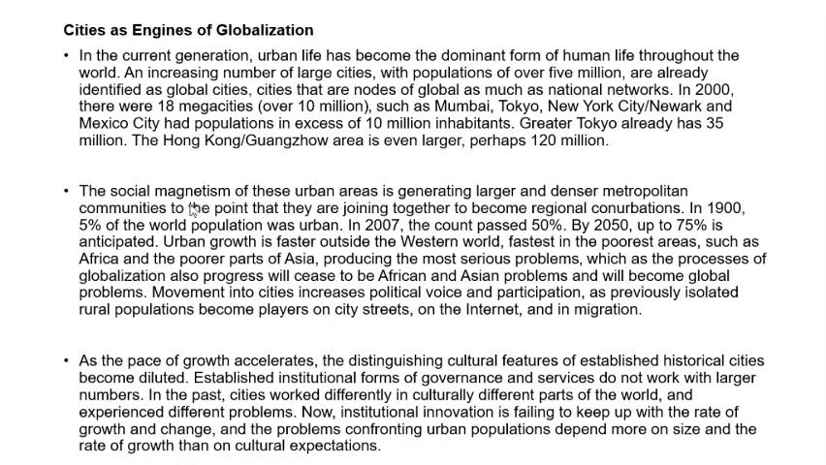So, basahin natin, ha? The social magnetism of these urban areas is generating larger and denser metropolitan communities. So, when we say metropolitan, city mismo, to the point that they are joining together to become regional conurbation. When we say conurbation, continuous network of urban communities. Sige, in 1900, 5% of the world population was urban. So kung imagine natin, di ba, nung taong 1900, 5% of the world population was urban.